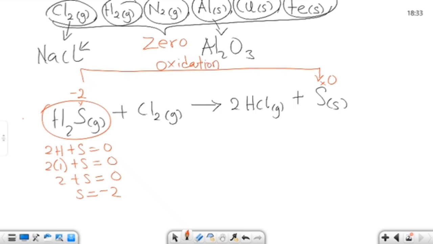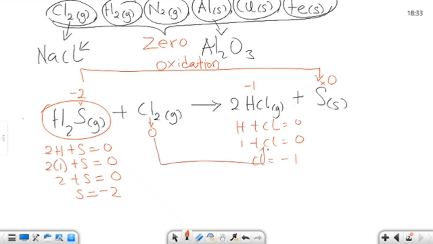Now let's look at chlorine. In this case, on the reactant side, chlorine is in a free state, so the oxidation number is 0. For hydrogen chloride on the product side, let's calculate the oxidation number of chlorine. We have H plus Cl. Hydrogen is 1 plus Cl equals 0. So Cl equals minus 1. So the oxidation number of chlorine here is minus 1.